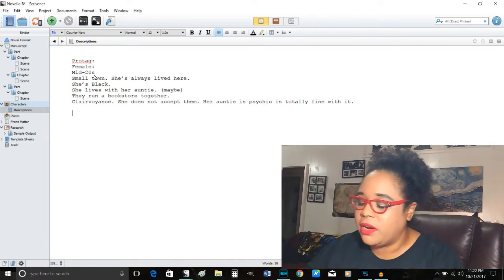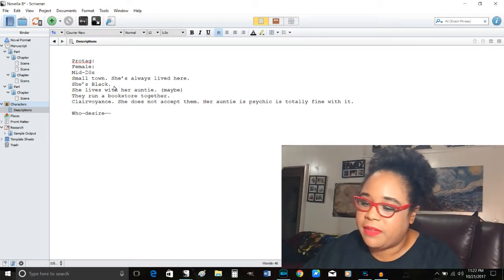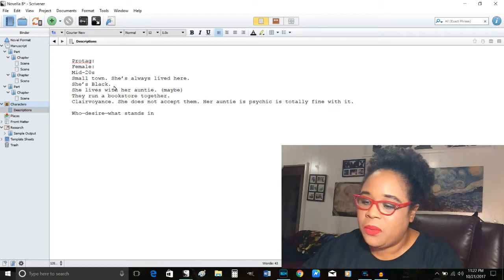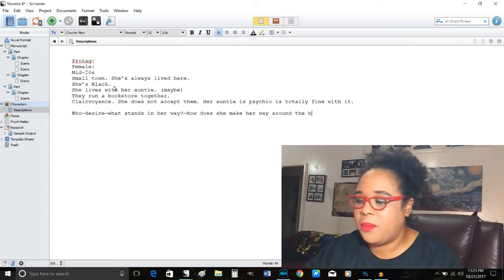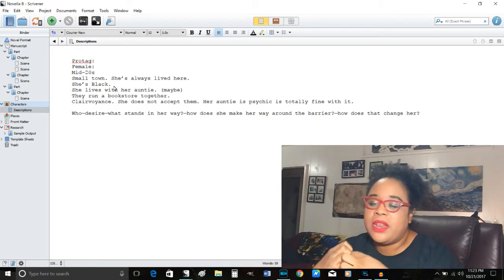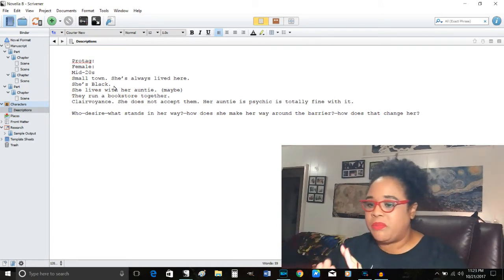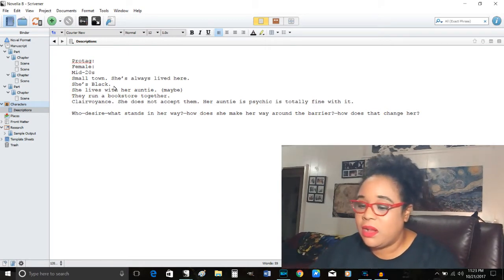With a character arc, we have a few things. First, we look at who is the hero? What does that hero desire? What stands in her way? How does she make her way around the barrier? And how does that change her? An inner story arc that may only change a little bit would be this, her self-acceptance.